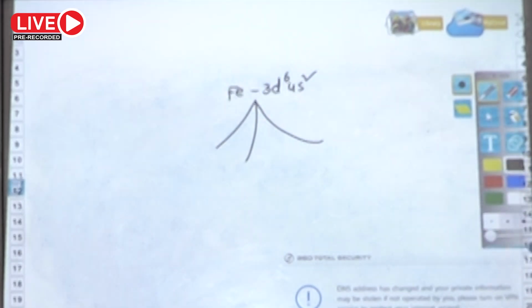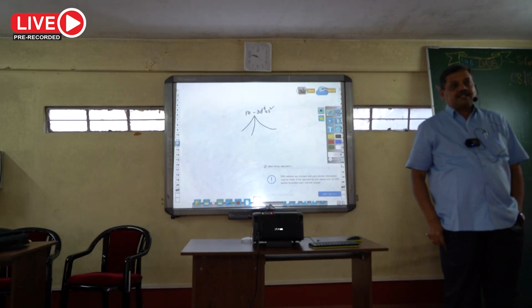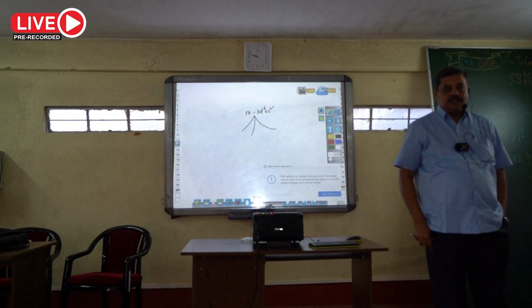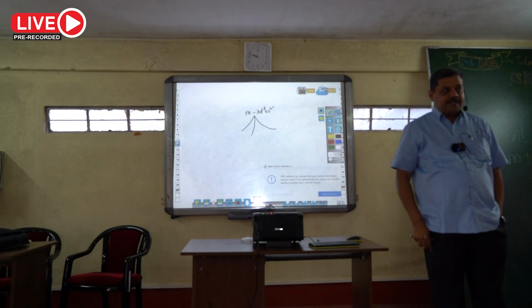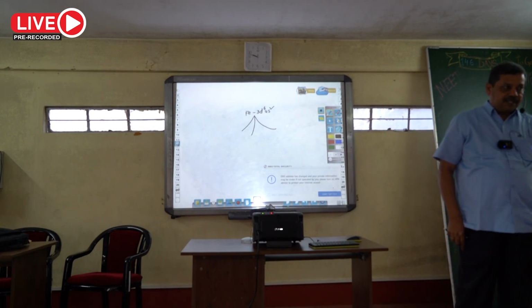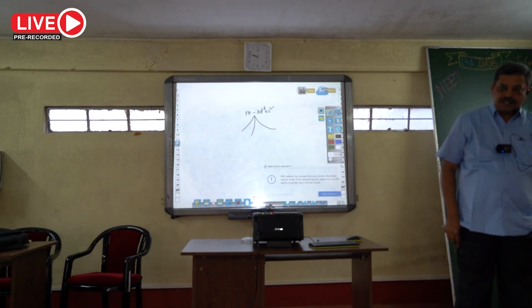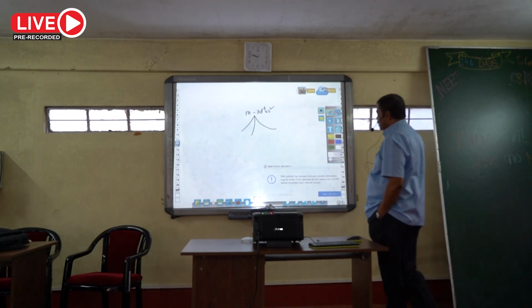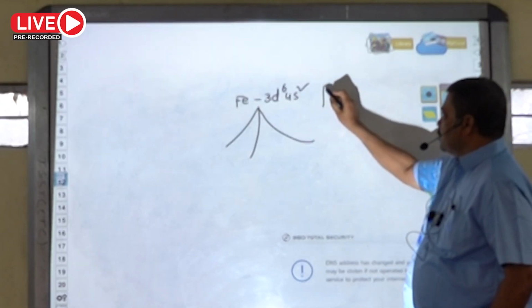So due to the d electron, pairing starts from here. Up to manganese, the d electrons are singly occupied in the d subshell, but after manganese, from iron onwards, in the d orbital, they start pairing.